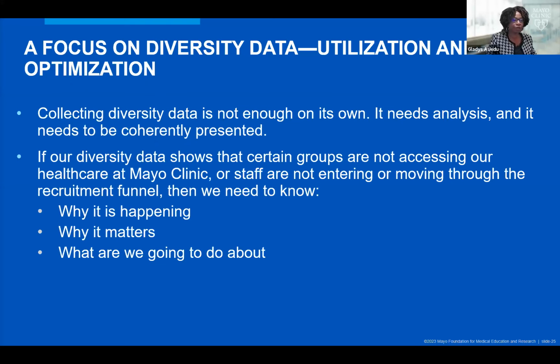So how do we focus on utilizing and optimizing the data that we gather from EID data? Collecting diversity data alone is not enough. As I said, we need analysis, we need actions that move this data into practice. If our diversity data shows that certain groups are not accessing healthcare at Mayo, or if our staff are not entering or moving through the recruitment funnel as we should, we ask questions about it. Why is that happening? Why does it matter? What can we do about it? These are genuine questions.